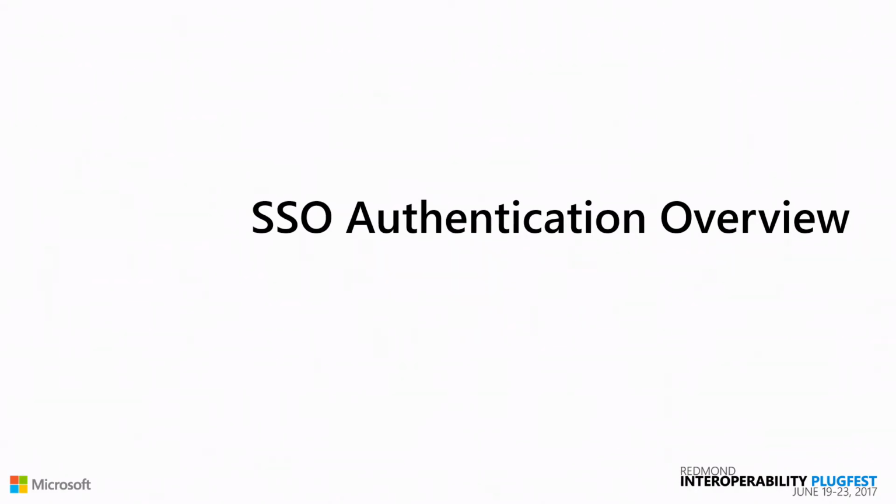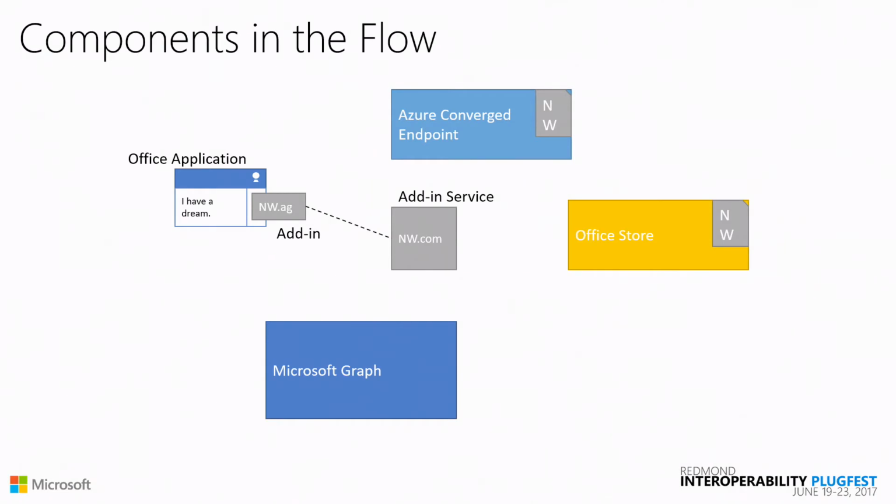So how does this work? Single sign-on for Office apps. These are the components involved in this flow. You have your Office application here, and it's published in Office Store using a manifest file, and you have this app registered using Azure Converged endpoint, and then you have your add-in service here.